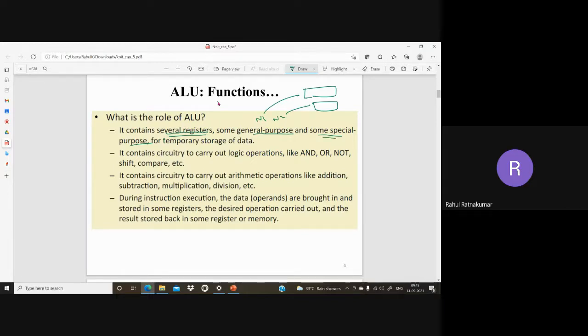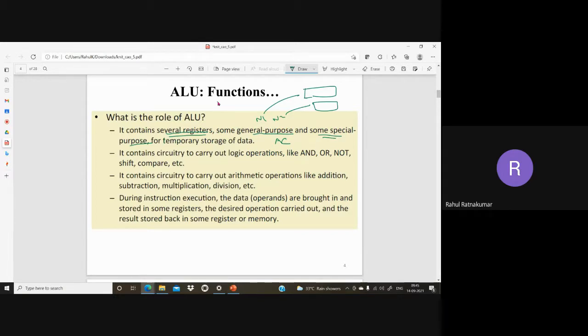And there's a special purpose register. What is a special purpose register? We have seen the accumulator. There are some registers like the accumulator, whose specialty we'll see soon. And there are other special registers like the memory address register and data register, that we'll discuss. Some general purpose registers are for general storage.